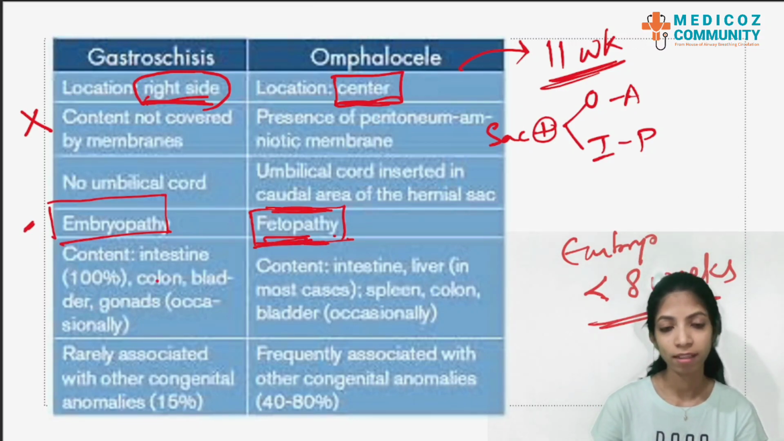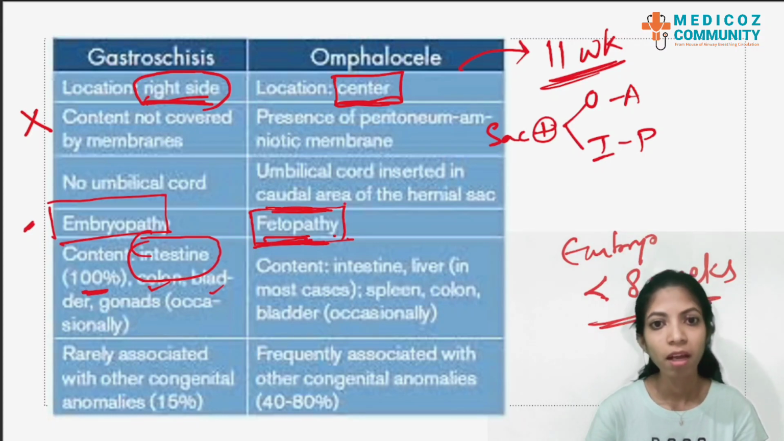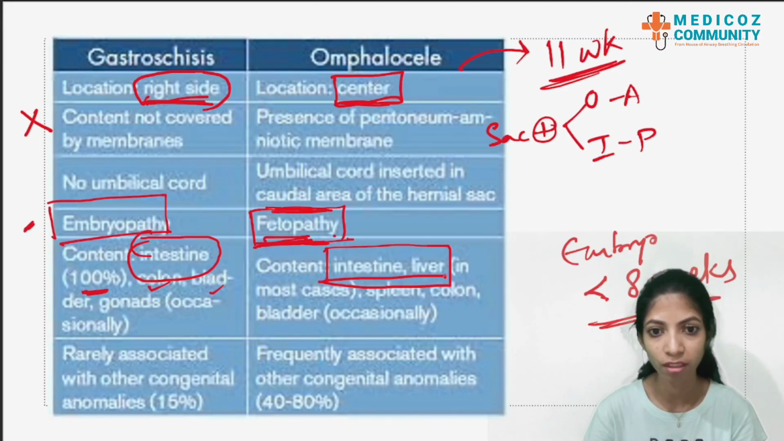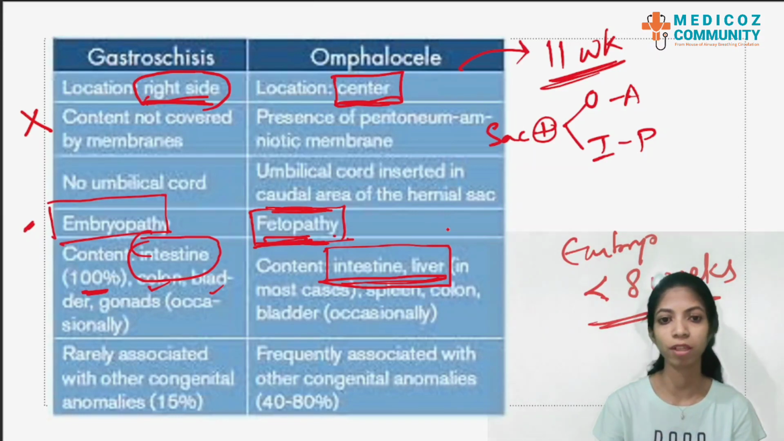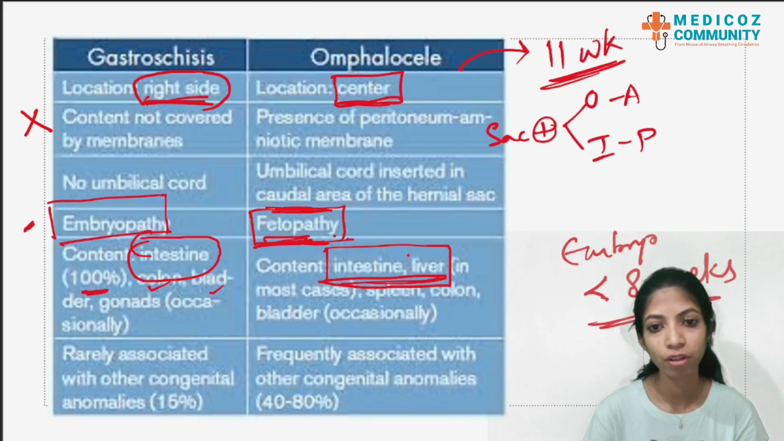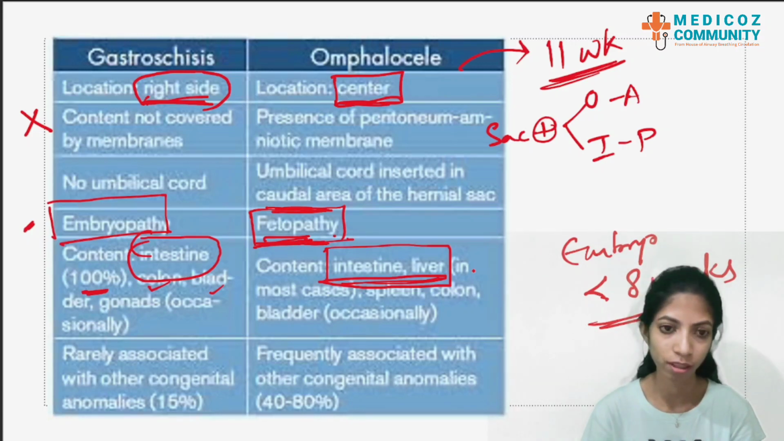And what are the contents? Gastroschisis, as we already spoke, usually intestines are seen in 100% of cases. Sometimes colon, bladder also may be present. And in case of omphalocele, as it is a physiological herniation, we can have both intestines and liver also. Liver is such a huge organ and it also might come outside. So intestine and liver are usually seen. Spleen, colon, every other organ might be present in omphalocele.